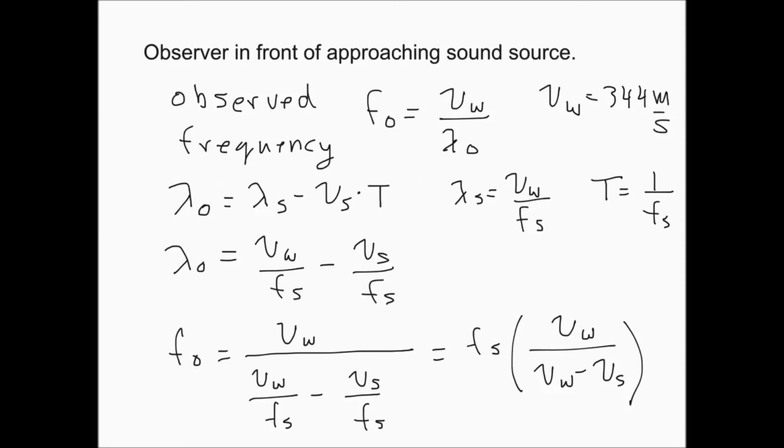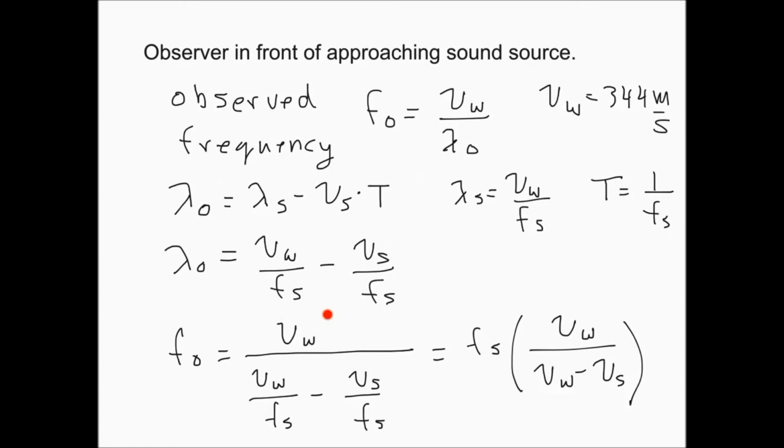The time of one wave is just 1 over the frequency. That's the period, and so that's the time we put over here. Similarly, the wavelength for the source is what we said on the previous page. It's just the velocity of the wave, the speed of sound, again 344 meters per second in air, divided by the frequency of the source. And so this observed wavelength now looks like this. It's the velocity of the wave divided by the frequency of the source, minus the velocity of the approaching truck divided by the frequency of the source.